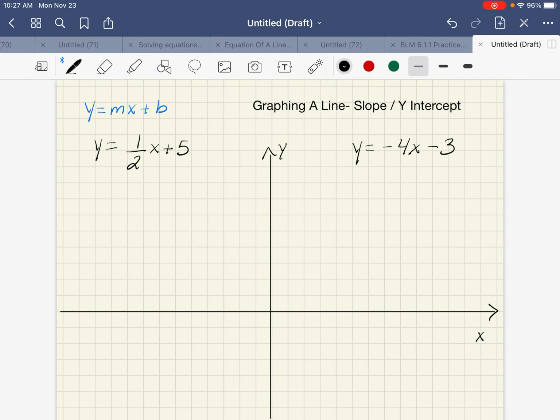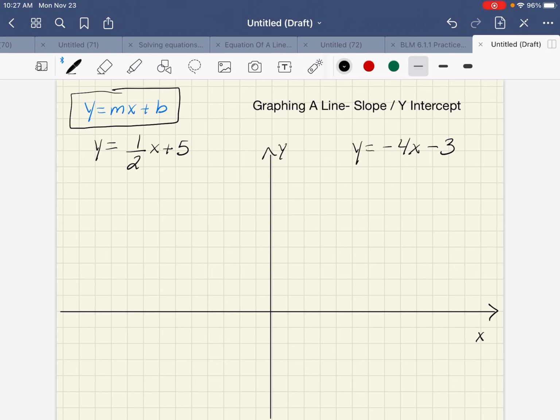Okay, we're going to go over how to graph a line using the slope and the y-intercept method. So this is going to come from the fact that the line can be expressed in this general form here, y equals mx plus b, where of course, m is our slope and b is our y-intercept.